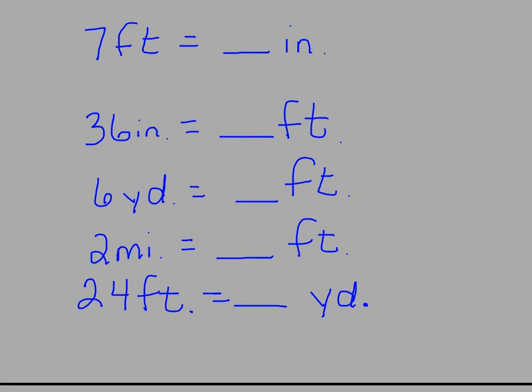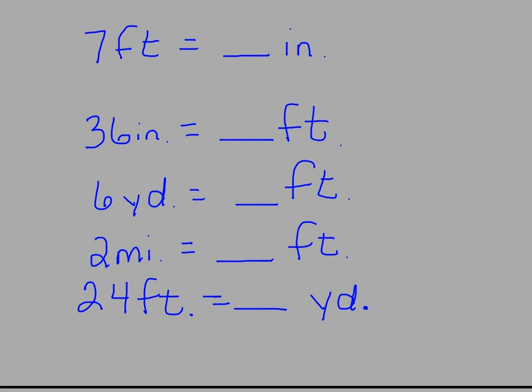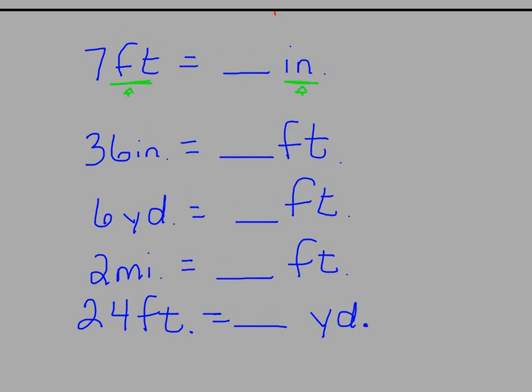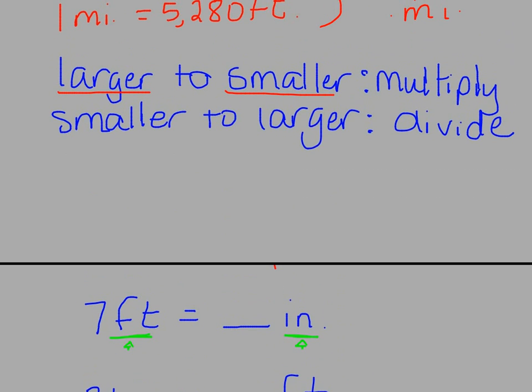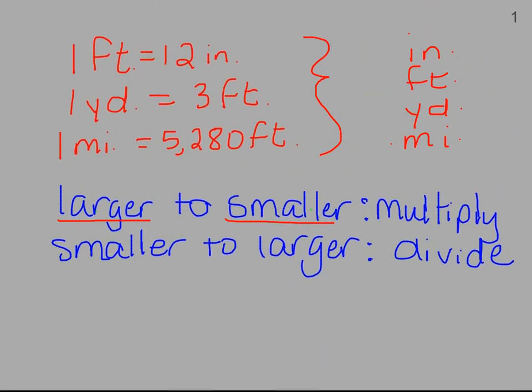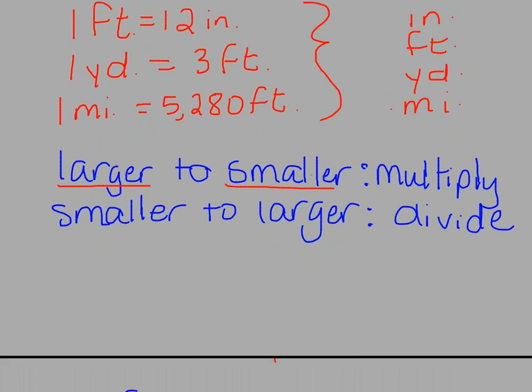The first one here is 7 feet to inches. So we want to look at what we're converting first. We're going from feet to inches, and so that means we're starting with a larger, the feet is larger, and going to a smaller. And to go from larger to smaller means multiply, and then we look, what is our conversion? We're doing feet to inches, so we're going to use that 1 foot equals 12 inches conversion.